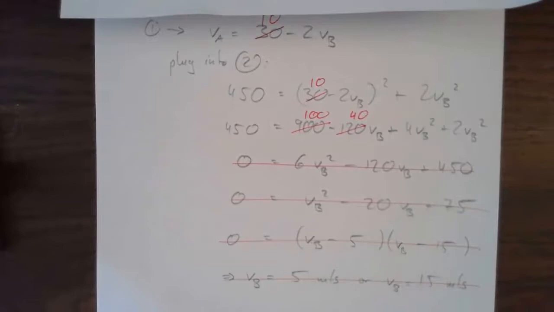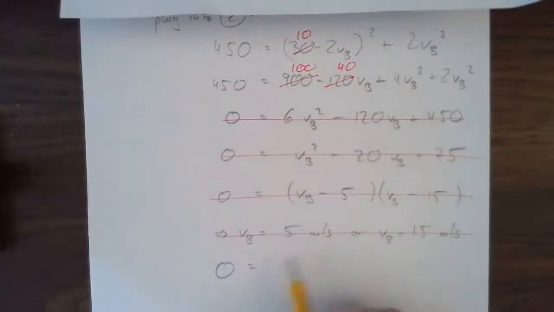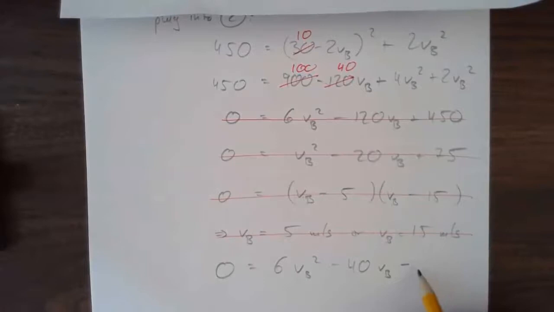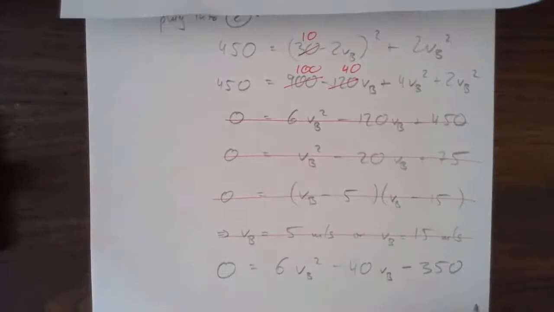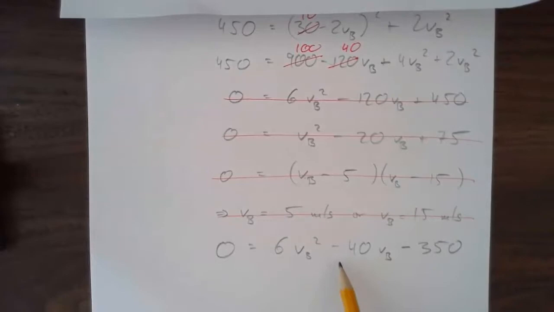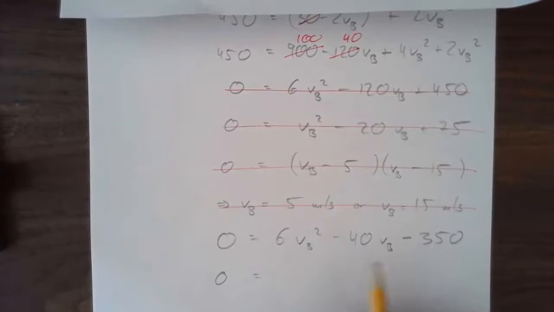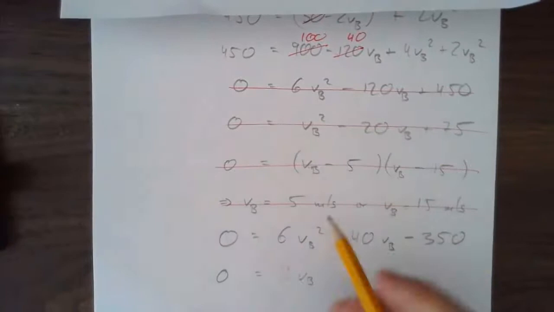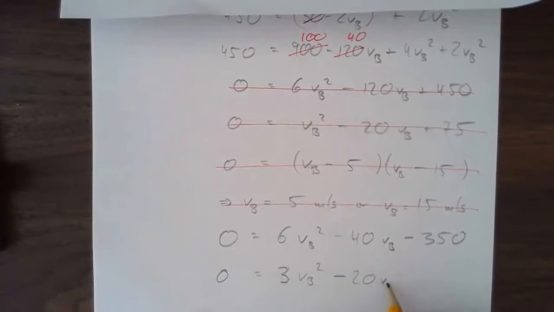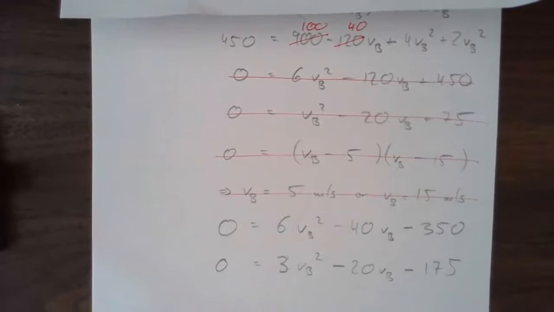So let me go back to this line here, 450. So I'm going to get 0 is equal to, I'm going to take this to the other side, 6vB squared minus 40vB, and then 100 minus 450 comes to minus 350. And this now is the equation that I'm actually trying to solve. Well, I can still simplify this a little bit, not quite as nicely, but I can just divide everything by 2. Oops, no, almost another silly mistake, right? 6 divided by 2. And now this is the quadratic equation that I'm trying to solve.